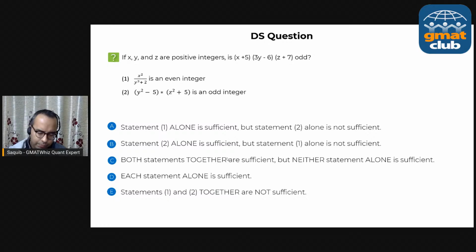Again, don't rush. Focus on the question stem. Ask yourself questions. When is this expression odd? When is this expression even? These kind of questions can help you get the answer really fast.